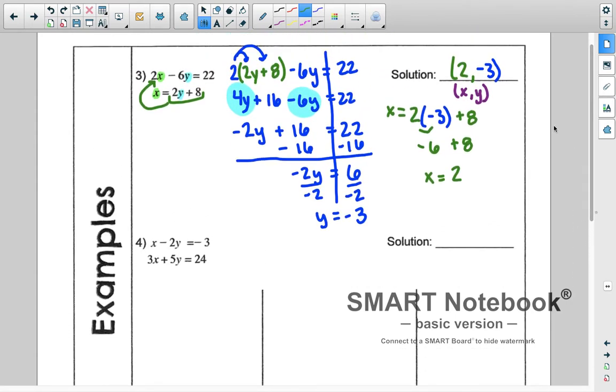All right, so then we're done because that's our solution, 2, -3. If we did 2 times 2 minus 6 times -3, we would end up with 22. We also know that 2 equals 2 times -3 plus 8. It works for both the equations.